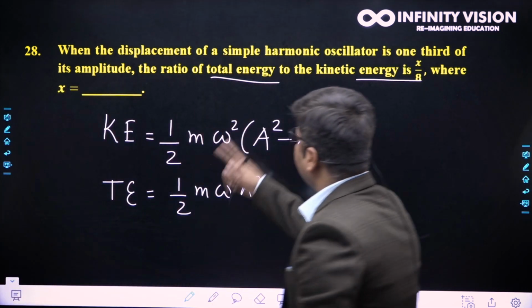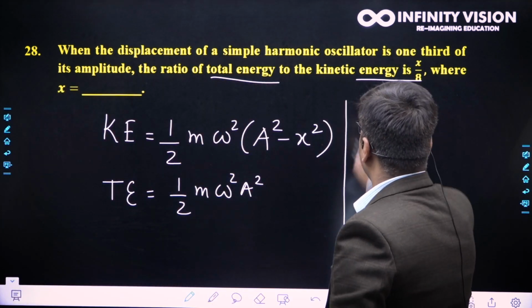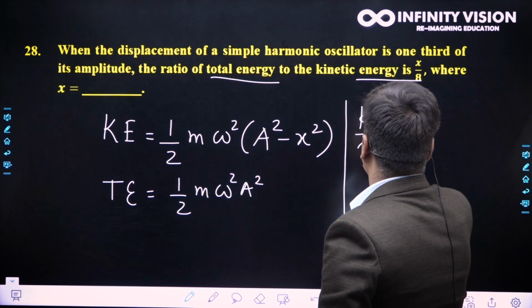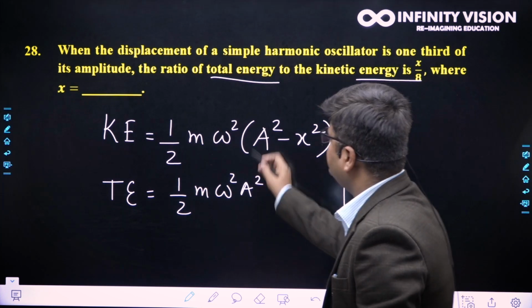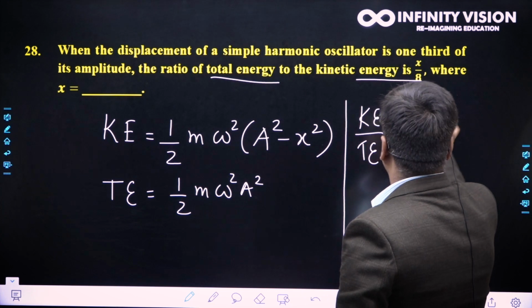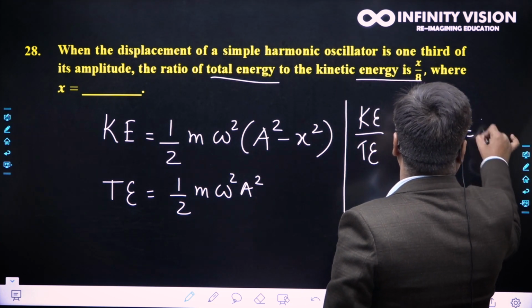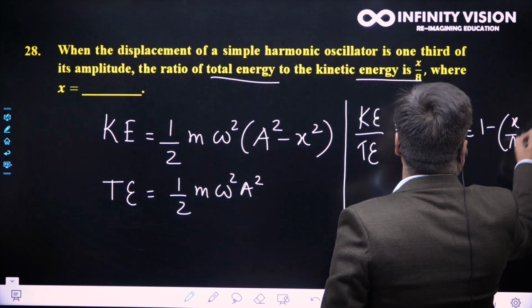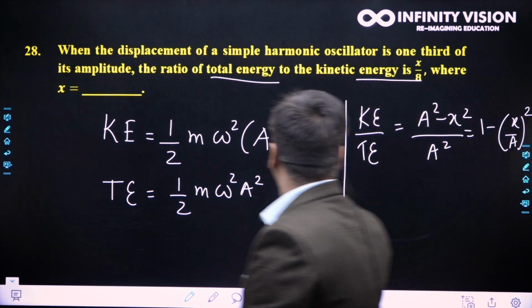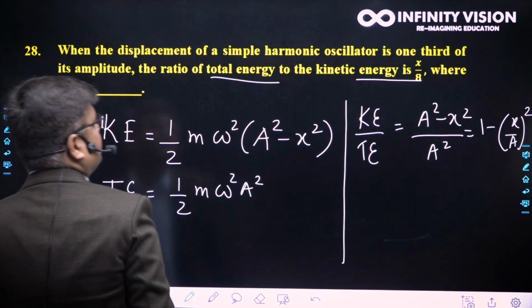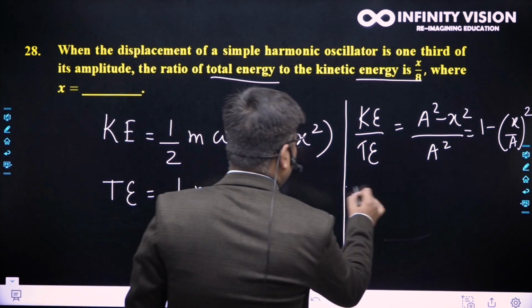Now the ratio of these two, if we divide these two equations, kinetic energy upon total energy, this term will be cancelling out, and it will be (a square minus x square) upon a square, which is nothing but 1 minus (x by a) whole square. Now this ratio, the total energy to kinetic energy, is x by 8.